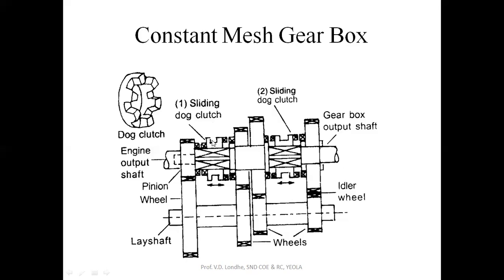For the first position, this gear is engaged with this part, and for the second position, this gear is engaged for the middle gearbox. And these are the idler wheels which will be used for the reverse gear position. The main role is played here by the sliding dog clutch, which will be engaging and disengaging the main shaft with the lay shaft. In this way, the constant mesh gearbox continuously works.